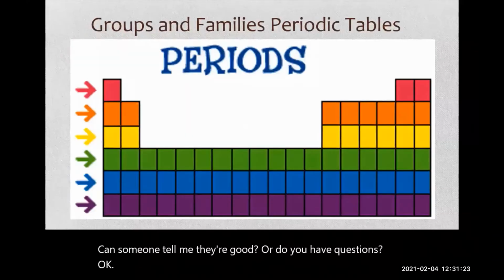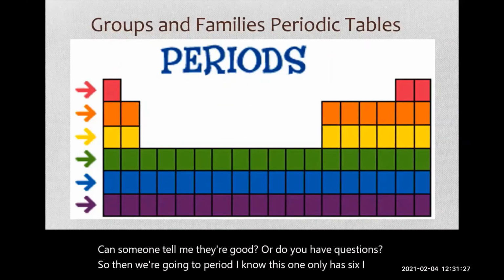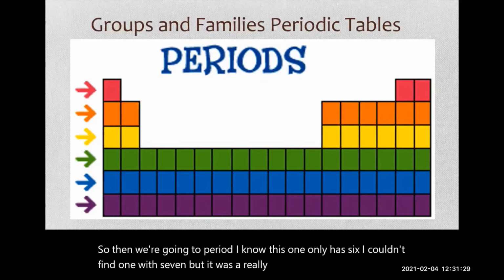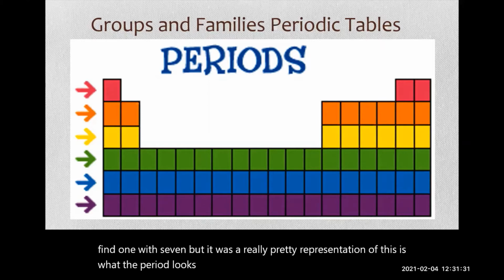So then we're going to look at periods. I know this one only has 6. I couldn't find one with 7, but it was a really pretty representation of what a period looks like. It goes left to right, rows.